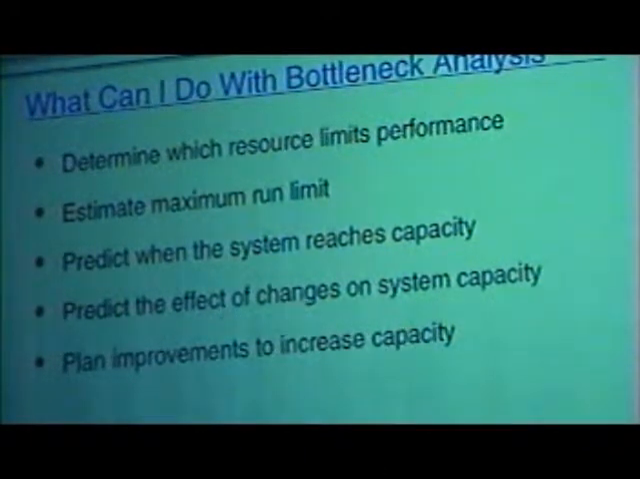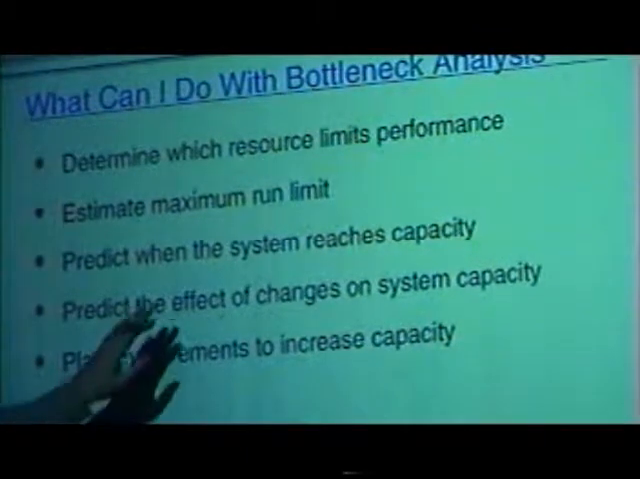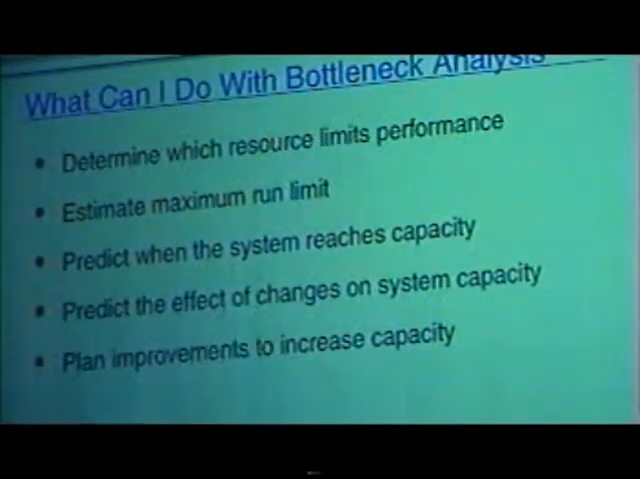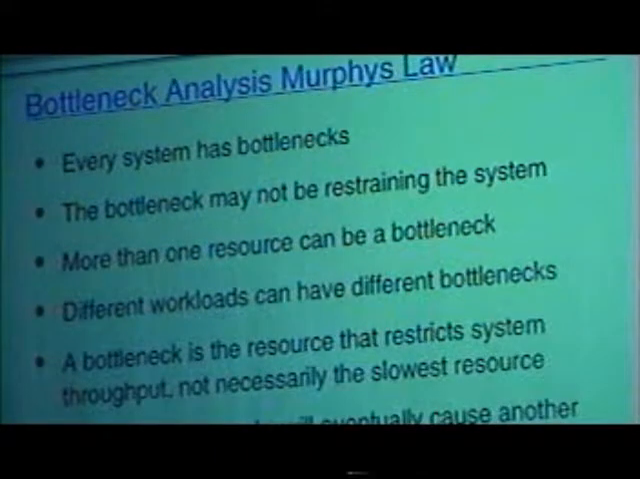So bottleneck curves allow me to figure out when the system is going to reach capacity and then make predictions. There are people out there that will collect SAR and accounting data, feed it into a model, and then say, if I double the number of CPUs, will my performance get better? And predict that sort of stuff. And again, we're trying to make improvements to increase capacity.